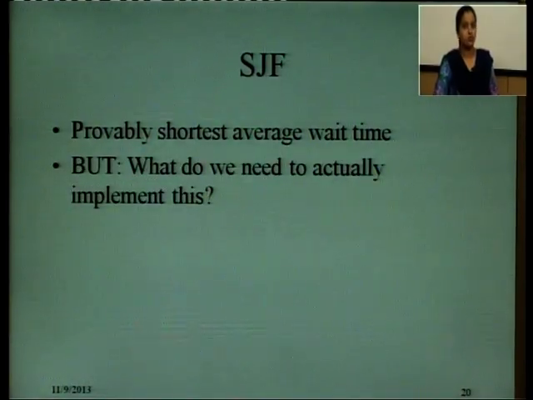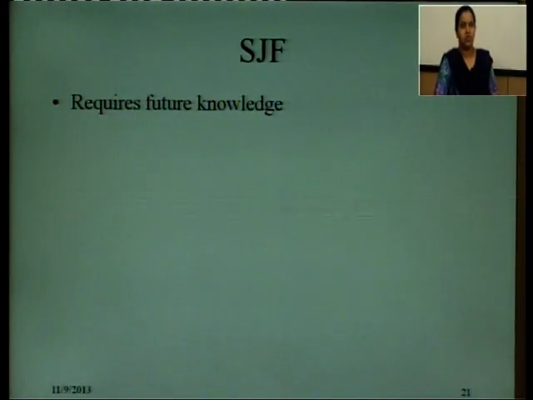But can we actually implement this? No, because as the processes are coming, we cannot identify which is the shortest and which is the longest. If the longest one comes first, we have a problem. So each one has its own advantages and disadvantages, and these are some of the disadvantages.